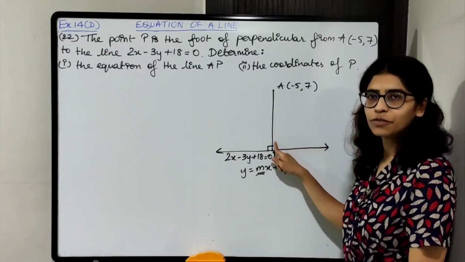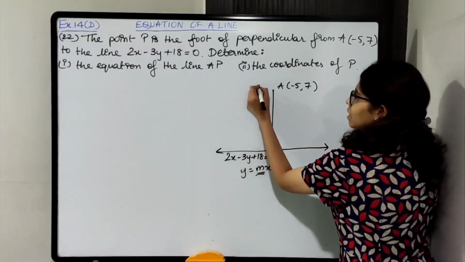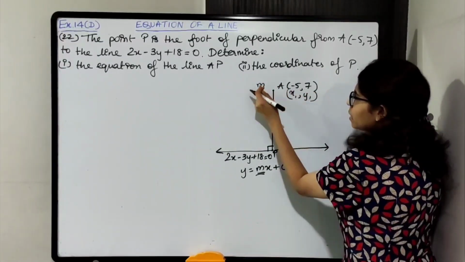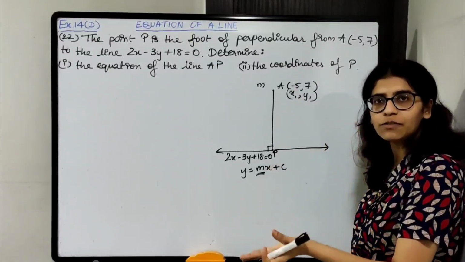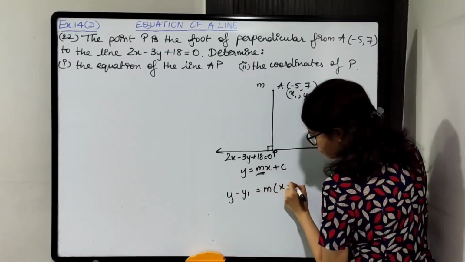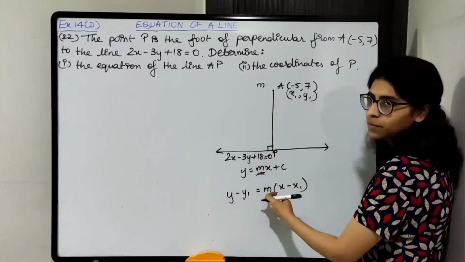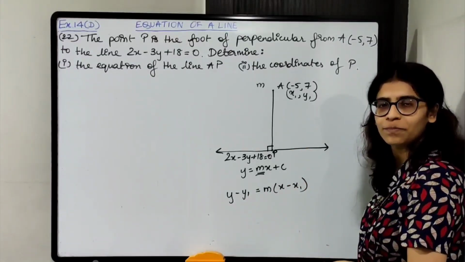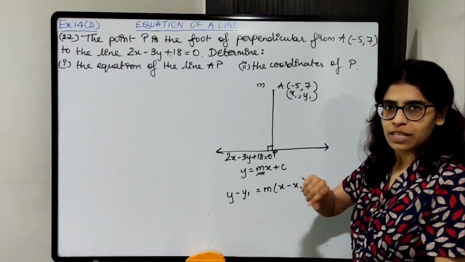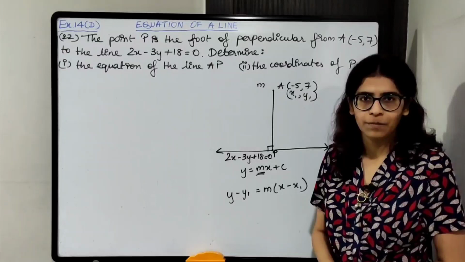Once I get the slope of AP, I have the coordinates of A. So I'll get the slope of AP. I have x1, y1. Using m and x1, y1, I can easily frame the equation. Put the values of x1, y1 and m, and you'll get the equation of AP. Second part, we have to find the coordinates of P. I'll come to this part later. First, let us find the equation of AP.